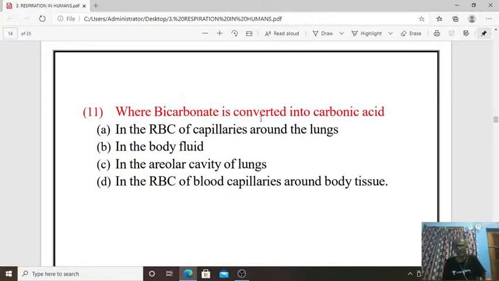Where is bicarbonate converted into carbonic acid? It is in the RBC of capillaries around the lungs. In the RBC of capillaries around the lungs, we can observe the bicarbonate is converted into carbonic acid under carbon dioxide transport. So the answer is A for the 11th one.